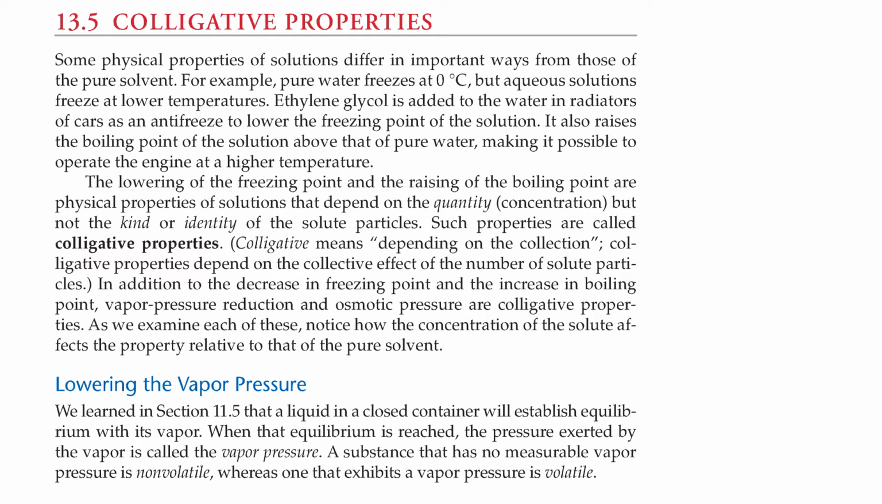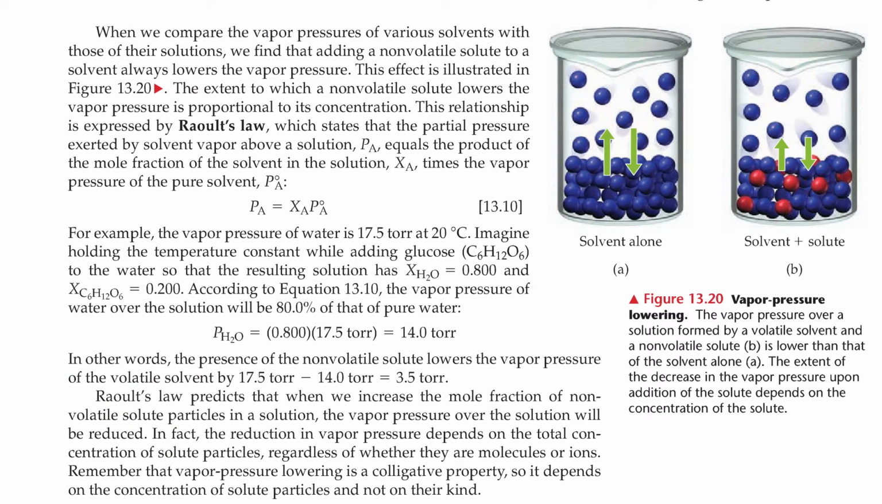We learned in section 11.5 that a liquid in a closed container will establish equilibrium with its vapor. When that equilibrium is reached, the pressure exerted by the vapor is called the vapor pressure. A substance that has no measurable vapor pressure is non-volatile, whereas one that exhibits a vapor pressure is volatile. When we compare the vapor pressure of various solvents with those of their solutions, we find that adding a non-volatile solute to a solvent always lowers the vapor pressure.